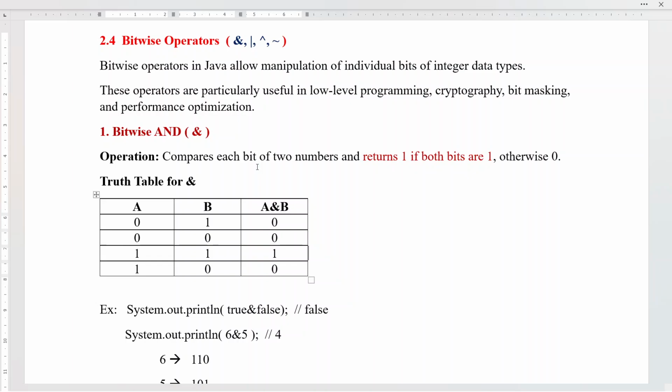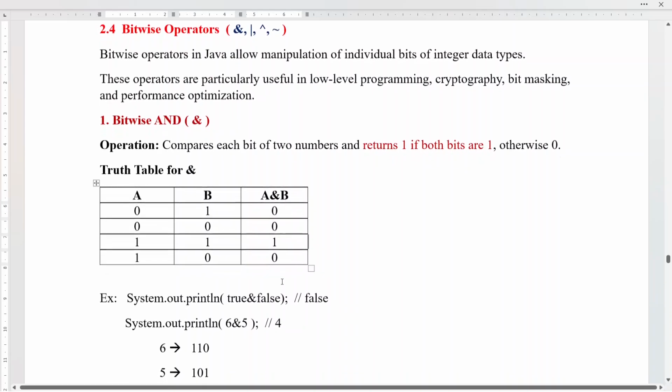Let's see the truth table. 0 and 1 returns 0. 0 and 0 returns 0. 1 and 1 returns 1, because here both the values are 1. 1 and 0 returns 0. For example, true and false returns false. Only if both the values are true, then the AND operator returns true. Otherwise, it returns false.